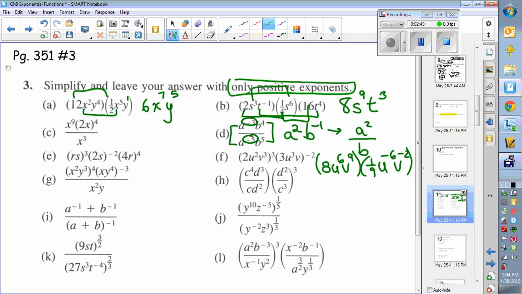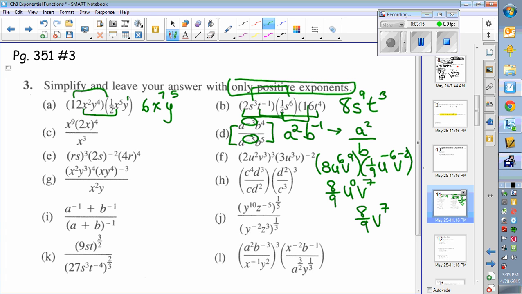Okay, so combining those, you would have 8/9 for your constant. You just take the 8 and the 9 together. You have u to the 6 and u to the -6. That makes u to the 0, which you don't need to write. That's just 1. And then you have v to the 9 and -2, so that's v to the 7. So you would get 8/9 v to the 7th power.